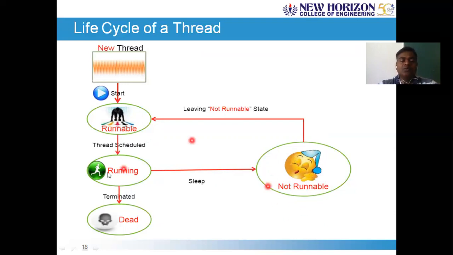I repeat, a thread can enter from running to sleep mode. From sleep mode to runnable state, you can bring it using the notify or notifyAll built-in function. And in order to make the thread go from running state to the sleeping state, you can make a call to the sleep method.